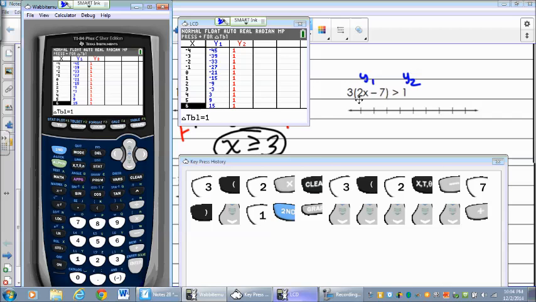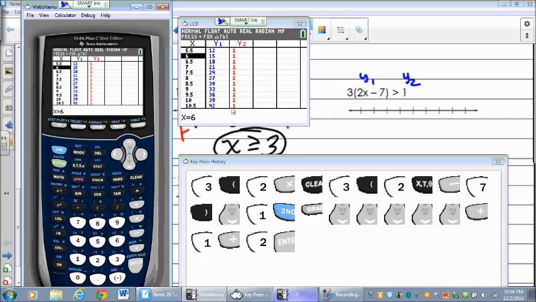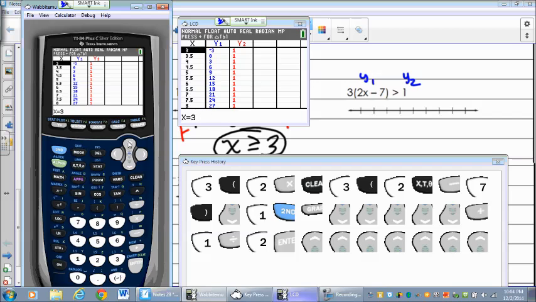I'm looking at my equation. My x here is, let's just try a half. Let's do 1 divided by 2. And, okay, I've got to go up. And I still don't see it.